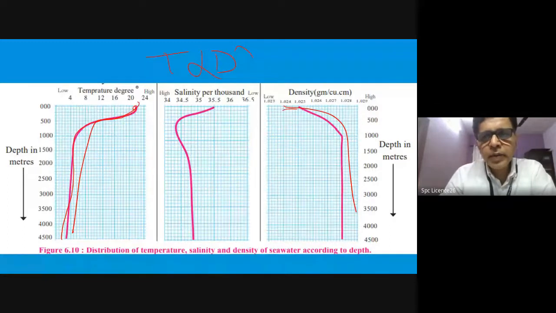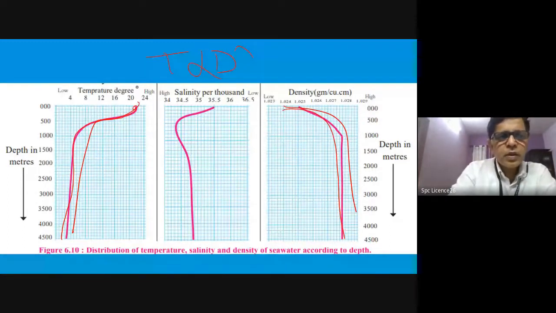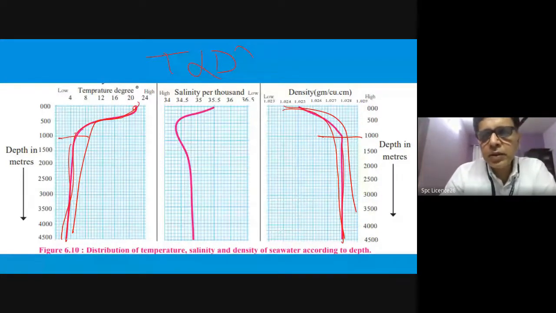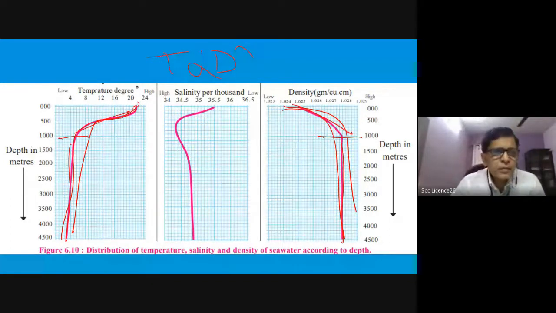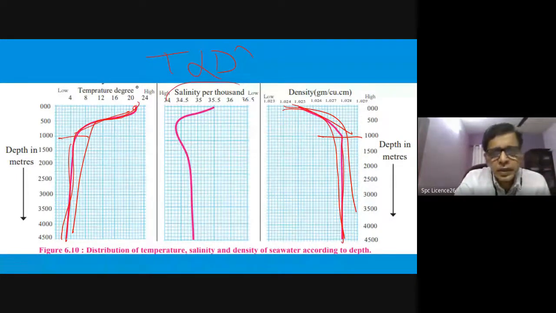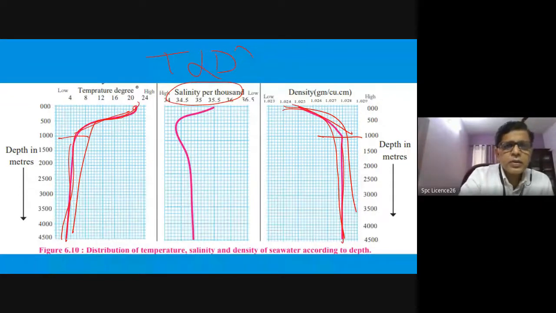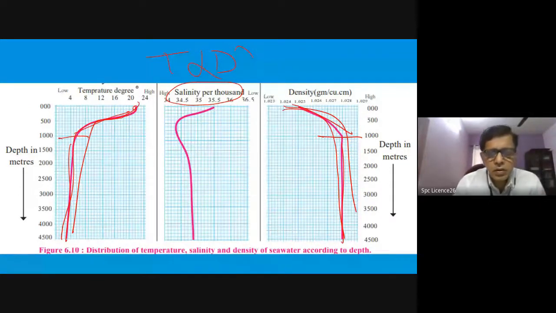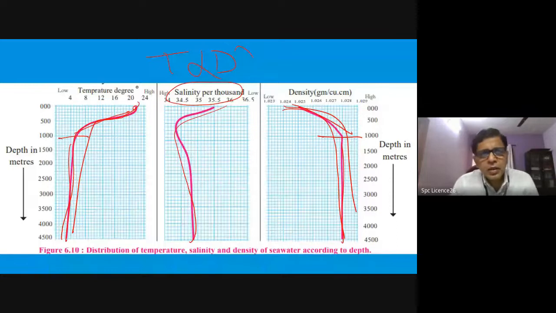Colder waters are going to be denser. So from here it starts getting cold, from here it starts getting dense. You will see that this curve is gentle, and this curve again towards higher density is here. And then you have salinity per thousand as well. Salinity goes with whom? Salinity goes with temperature: lower temperature, lesser salinity. So it's this way. This is how you compare these with each other.